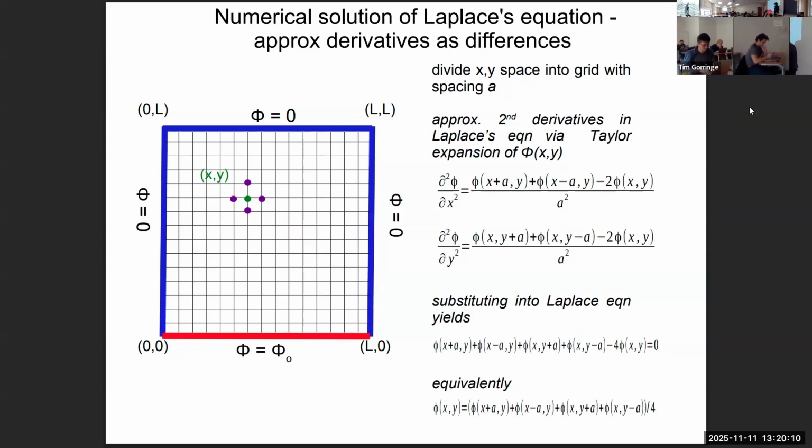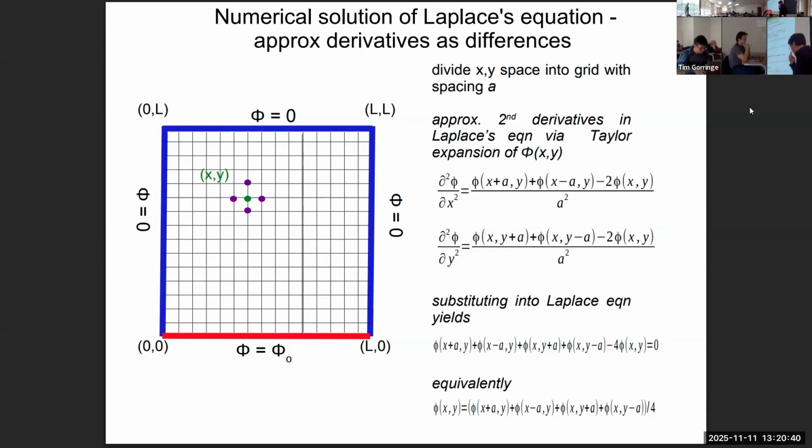How many terms with x plus a? I only have 1 of them. How many terms with x minus a? Only 1 of them. How many terms with y plus a and y minus a? Right? 1 of each of those. So this is how this equation falls out. The a squared's in the denominator, and because you're setting this equal to 0, they just cancel out. So this is Laplace's equation as a difference equation.